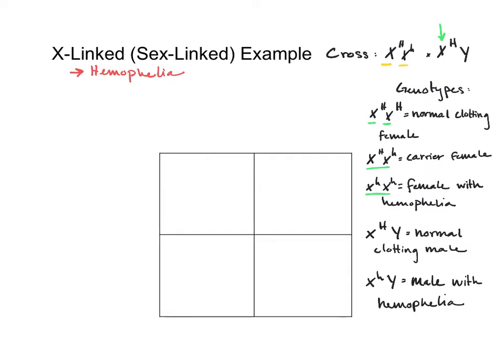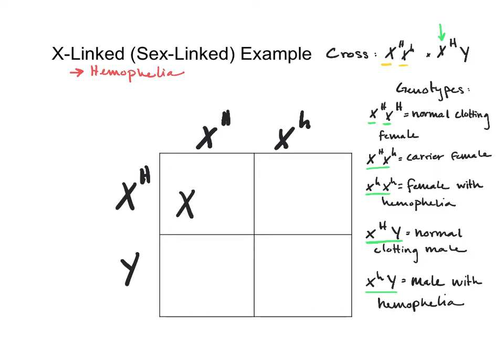If you have X capital H, Y, this is a male with normal clotting ability. He does not have hemophilia. And if you have X lowercase h, Y, this is a male who has hemophilia. So next, let's do a Punnett square for the cross that is listed above. So we'll put X capital H, X small h. So we're going to cross a female who's a carrier for hemophilia with a male, X capital H, Y, who does not have hemophilia. And we're going to find out what the chances are that their children might have hemophilia.